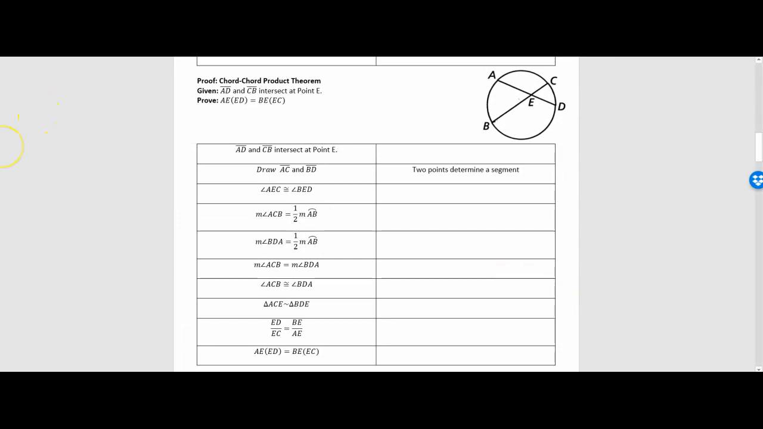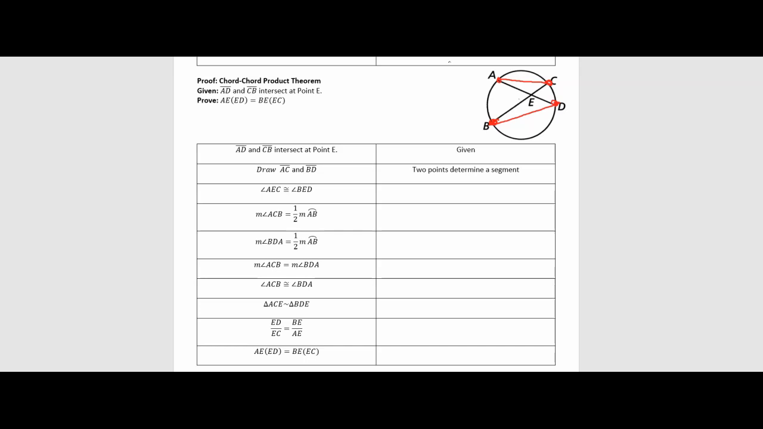Okay, pause the video. See if you can fill in the reasons for this. You may have to add some segments to your diagram to be able to see what they're talking about. Okay, first one is given. AD and CB intersect at point E. Then it says draw segment AC and segment BD. So there's no justification for that. We just say, two points determine a segment. You could also say by construction, because all we've done is connect those two points.